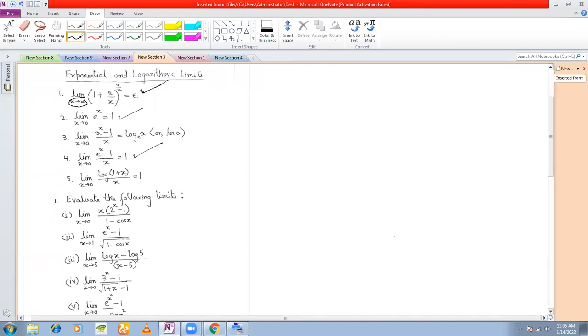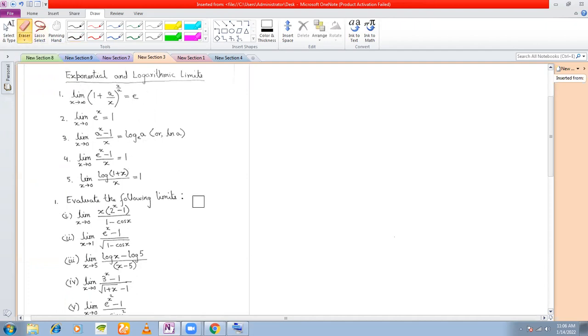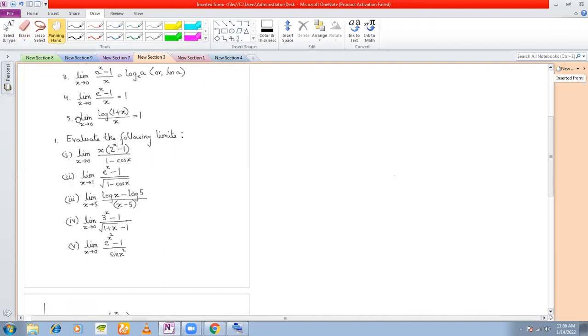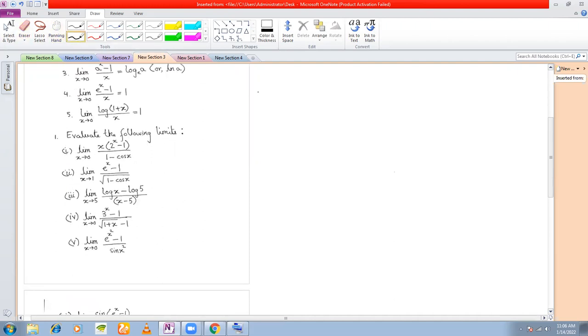Another standard limit, e to the power of x minus 1 by x as x tends to 0 is 1. And you have log 1 plus x by x is equal to 1 as x tends to 0. Based on these standard limits, we are going to solve some problems. Look at the first one.